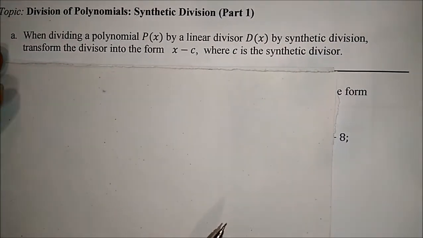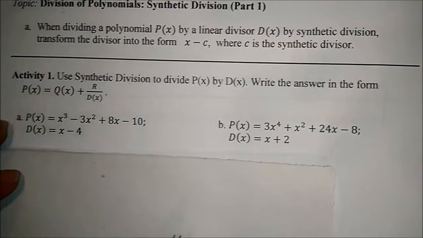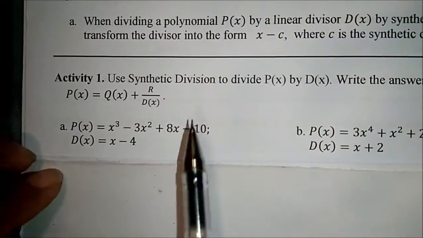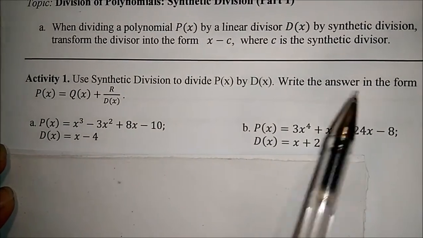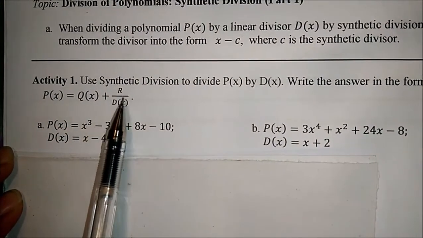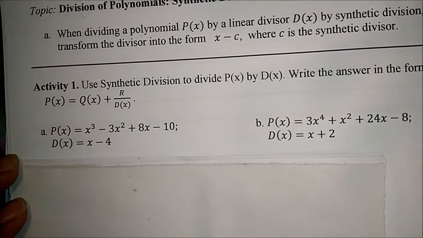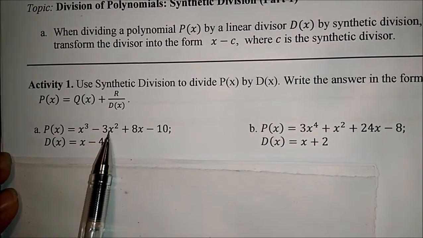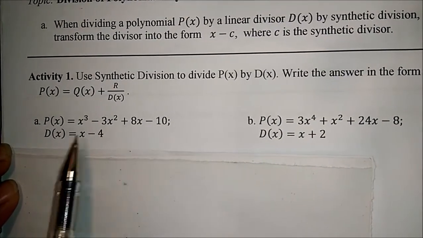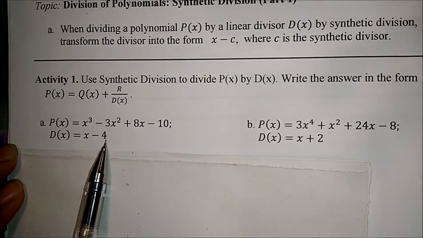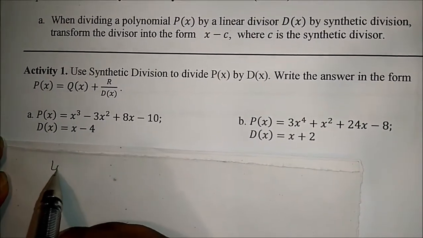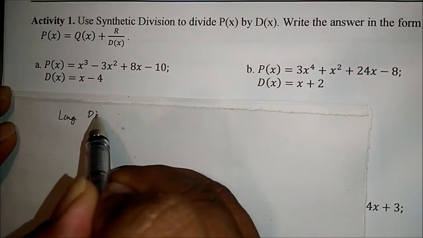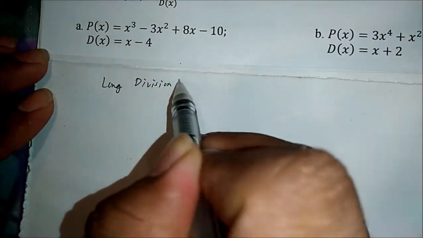Ano po yan? Madali lang po. Ganito lang. Let's try to answer number 1. So, let's use synthetic division to divide p of x by d of x and write the answer in the form q of x plus r over d of x. So, we are to divide x cubed minus 3x squared plus 8x minus 10 divided by x minus 4. Bago tayo mag-synthetic division, itry muna natin by long division. No? Para mamaya ma-compare natin kung pareho ba talaga yung lalabas.